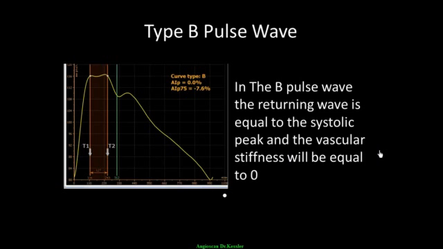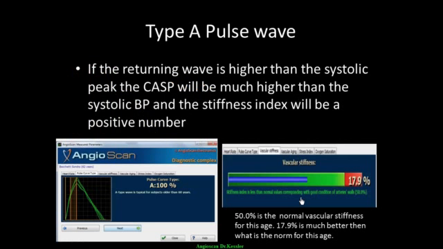This is the B pattern. You can look at that. Here's the systolic peak here, and here's the returning wave on this side. In the B pulse wave, the returning wave is equal to the systolic peak, and the vascular stiffness will be equal to 0. That's your B pattern. And here's the A pattern. If the returning wave is higher than the systolic peak, the CASP will be much higher, so there's much more stiffness in the big artery.